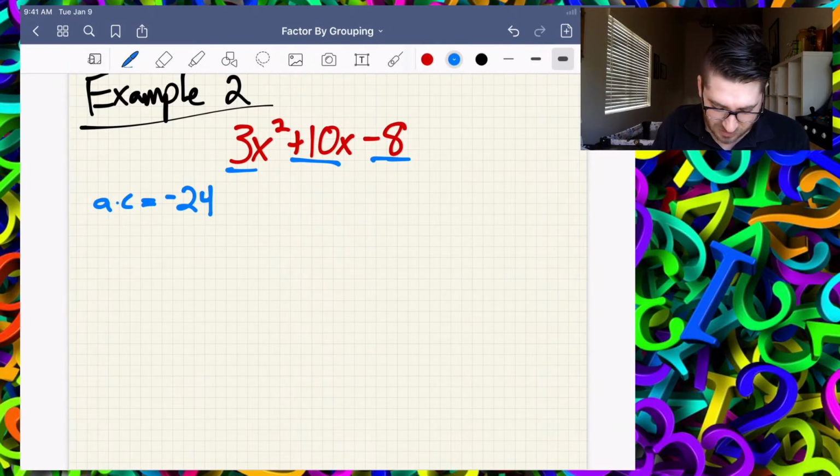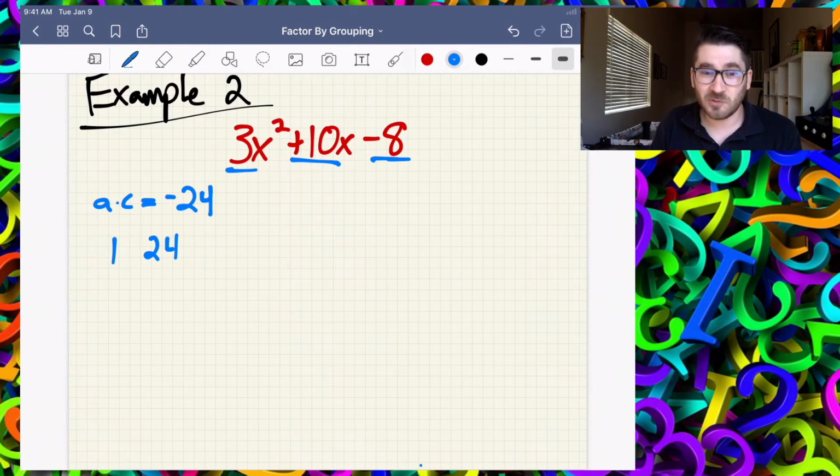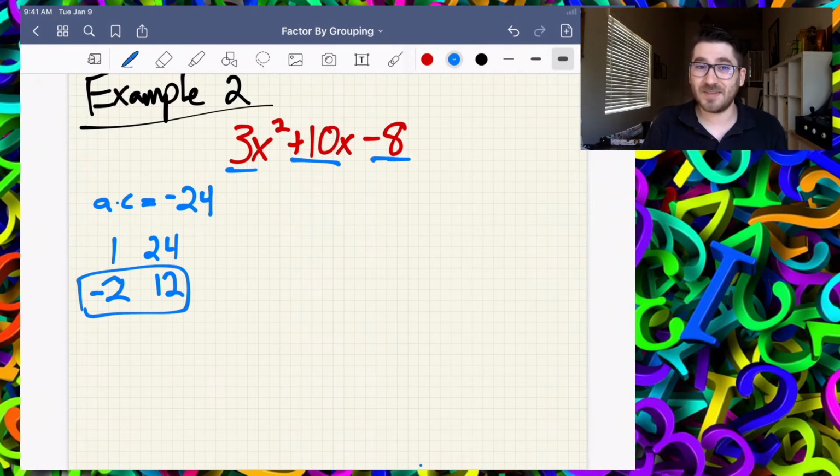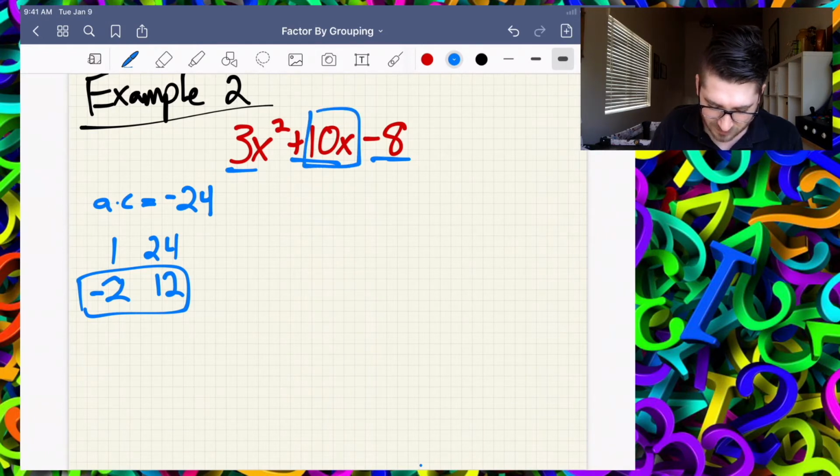So let's take a look at our factors. We have 1 and 24, and one of them needs to be negative, right? To be a negative 24, doesn't matter which, but those aren't going to add to 10 anyway. We have 2 and 12, and one of them needs to be negative. In fact, if the 2 is negative, these now add to positive 10, and we could stop finding our factors at that point. So now, again, just like before, we're going to split this 10x into two parts using those factors. So let's rewrite our problem.